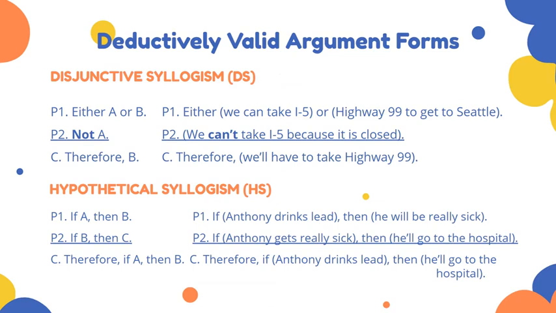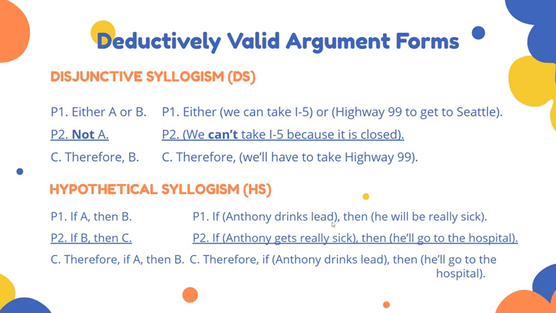Therefore, we'll have to have coffee. This is called a disjunctive syllogism. Hypothetical syllogism is often referred to as chain reasoning. This is the kind of reasoning where we give a series of conditionals, right? One thing leads to another. So it has this form.